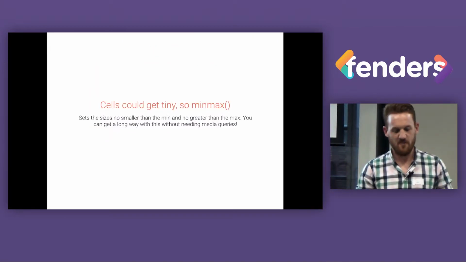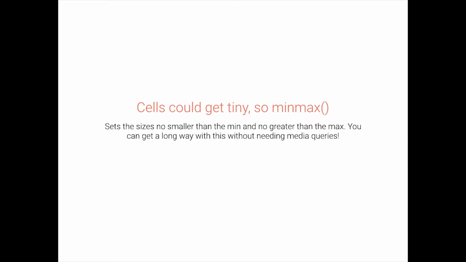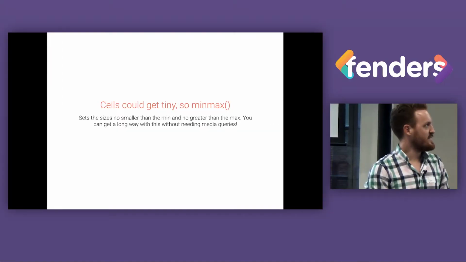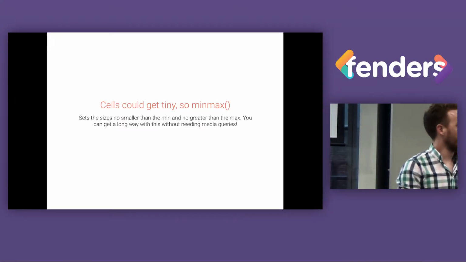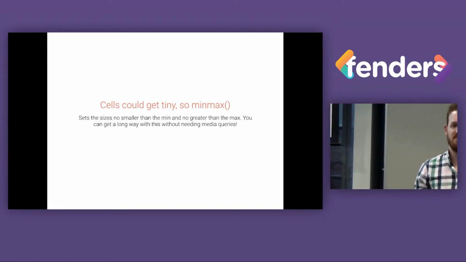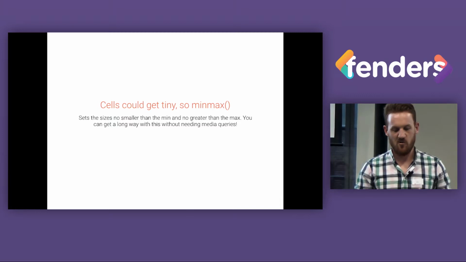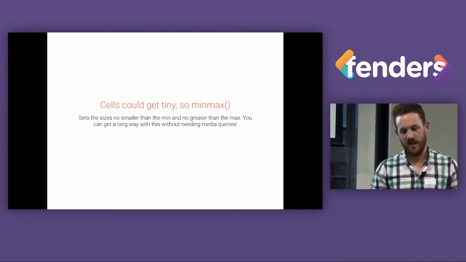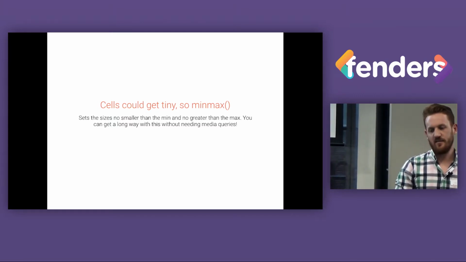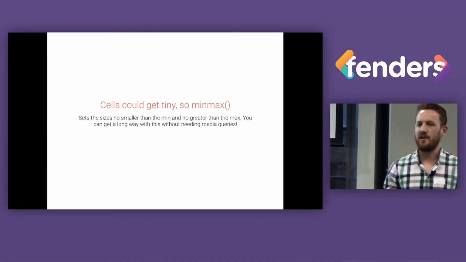So the danger of just continually using those fractions is obviously one fraction of a mobile screen could get quite tiny. So another thing that's been introduced is the minmax function. It sets the size no smaller than a minimum and no greater than the maximum for that cell. I didn't quite have time to put that into this talk today, but you can actually get a long way with this one without needing media queries at all.